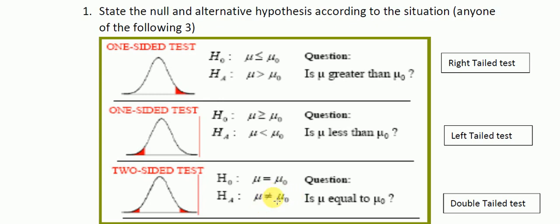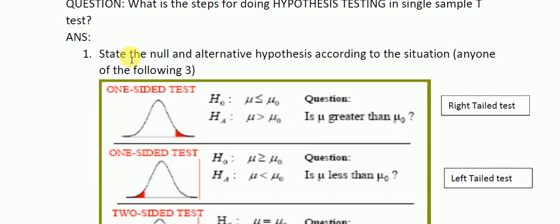So if the question has anything like equal to or not equal to, in that case we have a two-sided t-test, while if the question asks us greater or lesser, then we have a single-sided t-test. So this is how we have three kinds of t-tests: right-tailed, left-tailed and double-tailed. Then basically the alternative hypothesis is derived using the question, and then we have the null hypothesis, which is opposite of the alternative hypothesis. So first we'll have to state the null and alternative hypothesis in this way, either one of them.